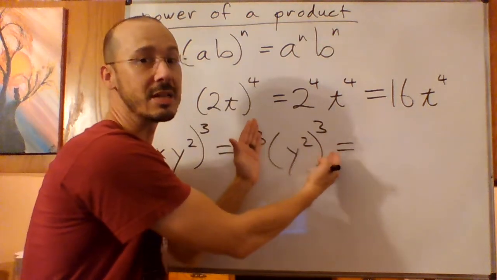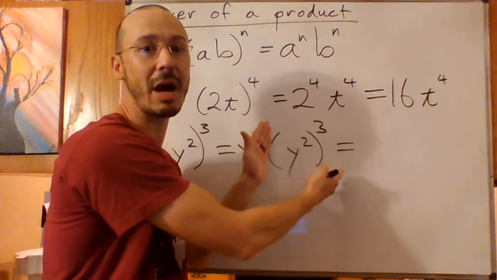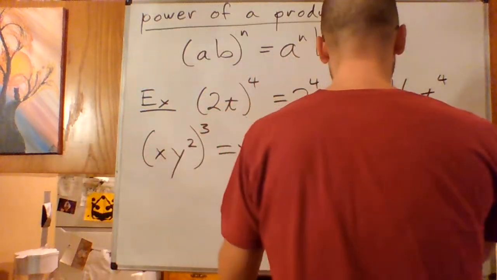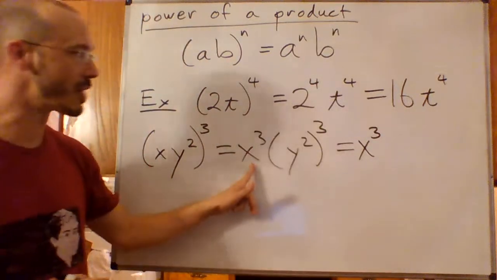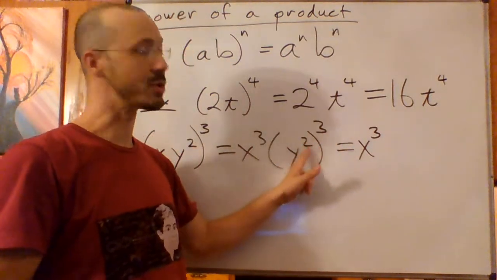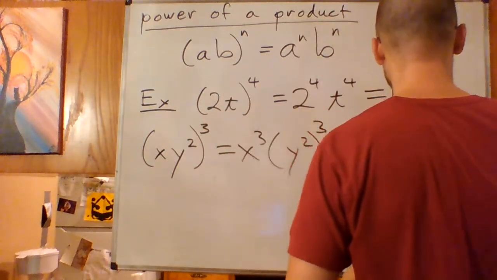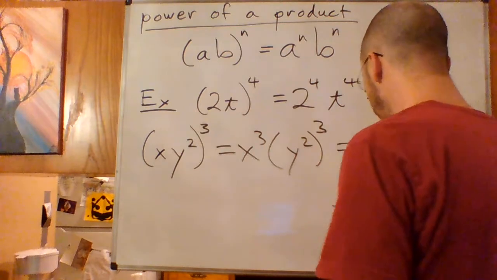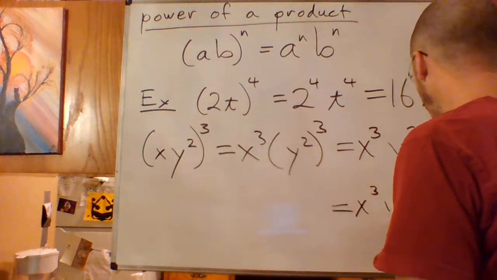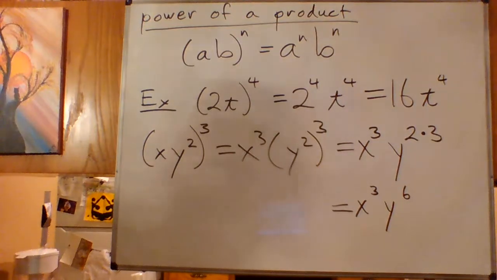So I used the power of a product rule. This is a power of a power. That's where we apply the power rule. The x to the third, pretty much done with that, but y squared to the third is y to the 2 times 3. In other words, x to the third, y to the 6th for this one.